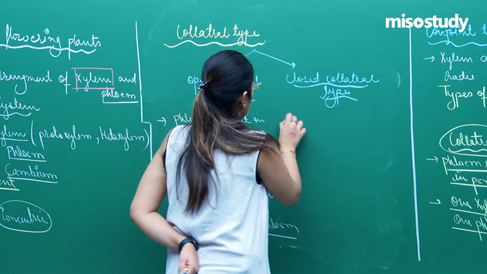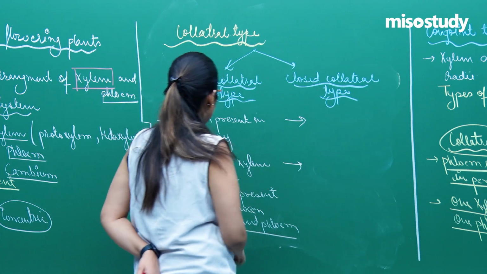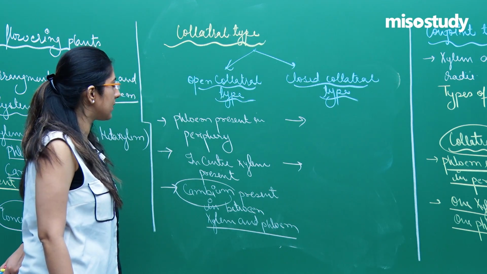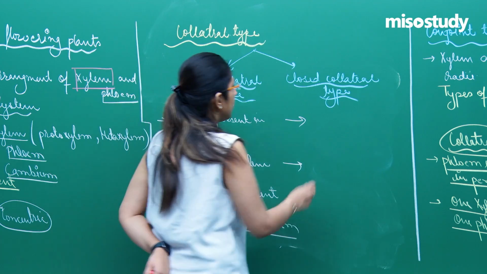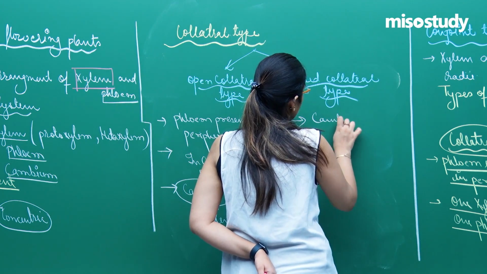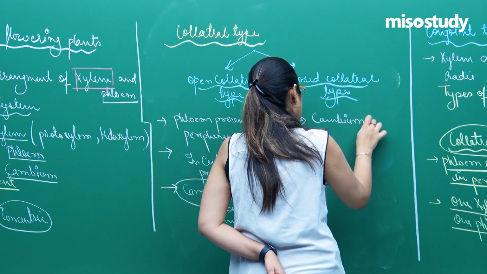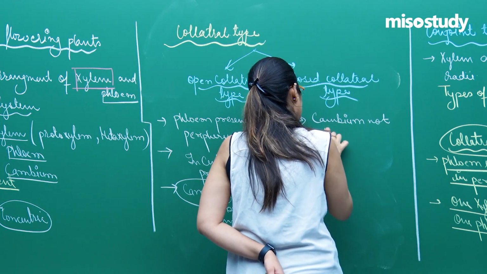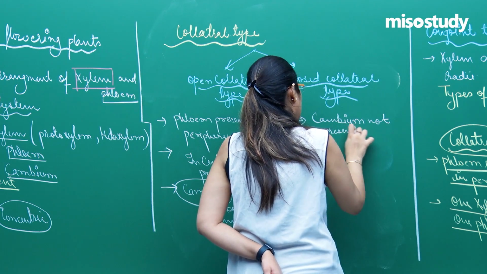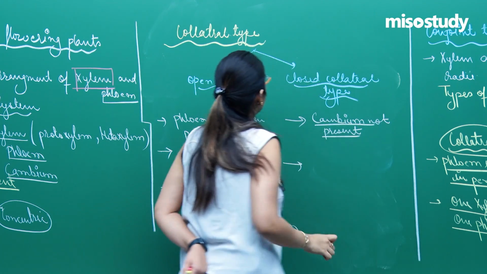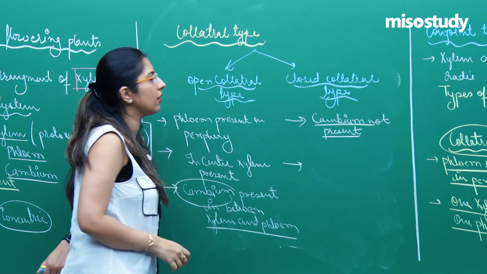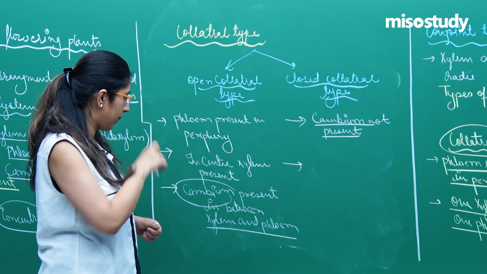Now let's talk about the closed type. All are same in this case. Phloem is present in the periphery. In the center we have xylem, and in this case the cambium is not present. Now let's understand this open and closed collateral type with the help of a diagram.